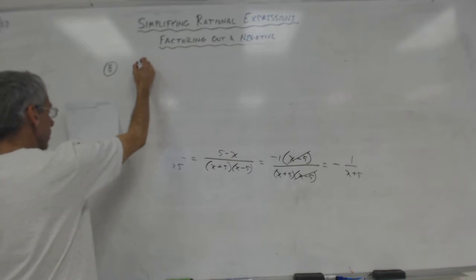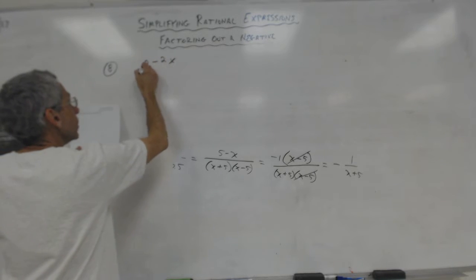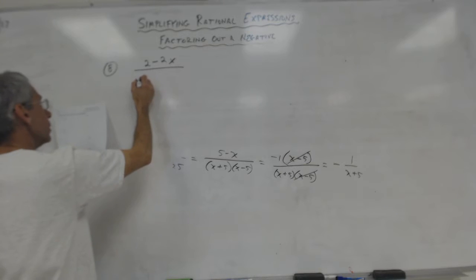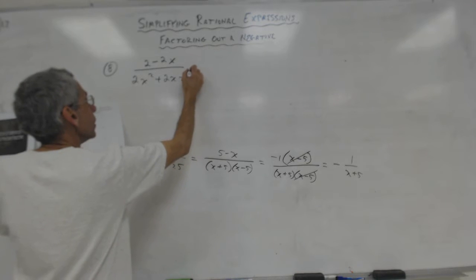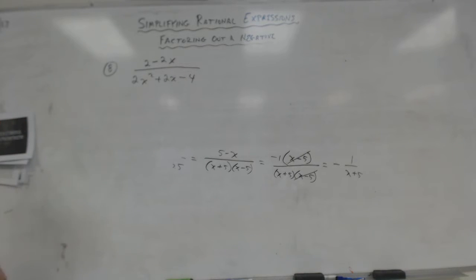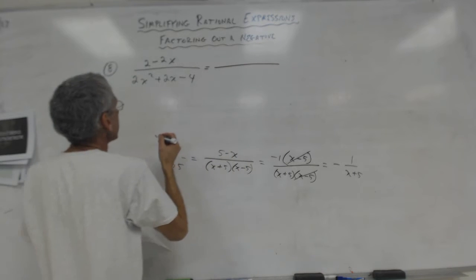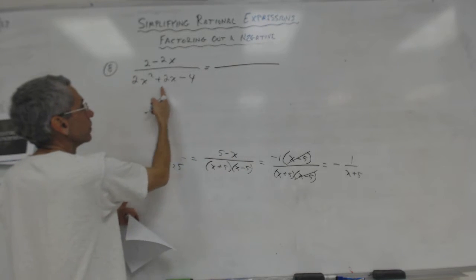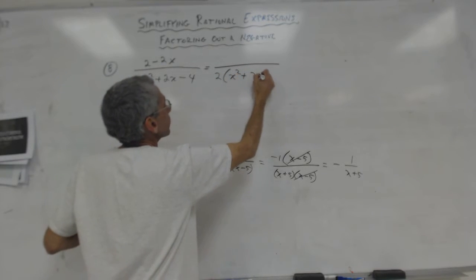Get with the flow. Alright, so now I'm going to do one that is on the homework, number 8. What do you notice that you could do? Factor the GCF out of the denominator. Alright, so she's saying that we could factor the GCF out of the denominator. What's the GCF? 2. Factor out the 2: 2 times parenthesis, x squared plus x minus 2.